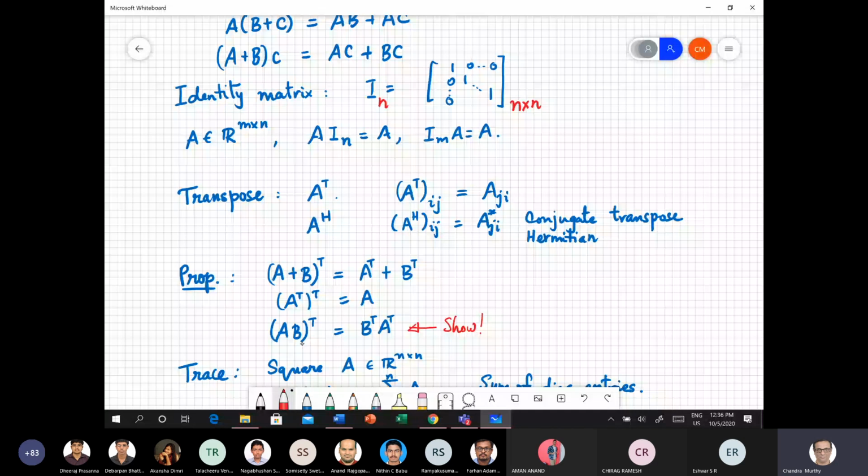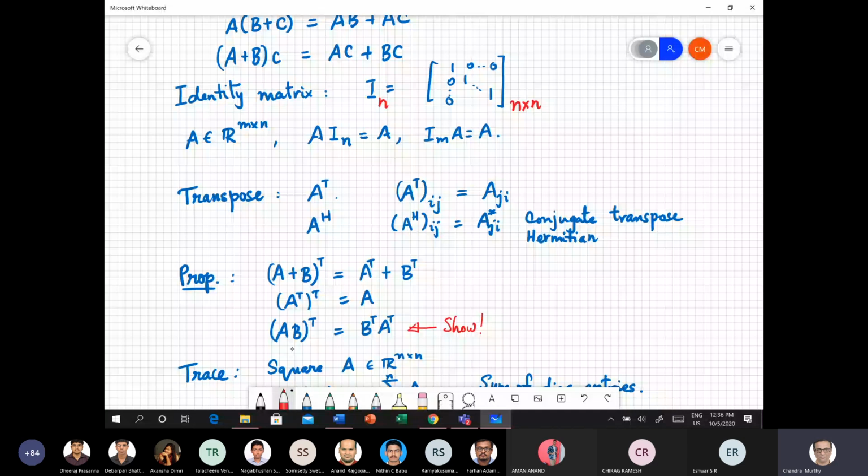Another function that you can apply on a matrix is, you can find its trace. This is for square matrices. So here it's an n by n matrix. The trace of A is the sum of its diagonal entries. Another related result is that the trace of A plus B is the same as the trace of A plus the trace of B. This is obvious because the diagonal entries will add.